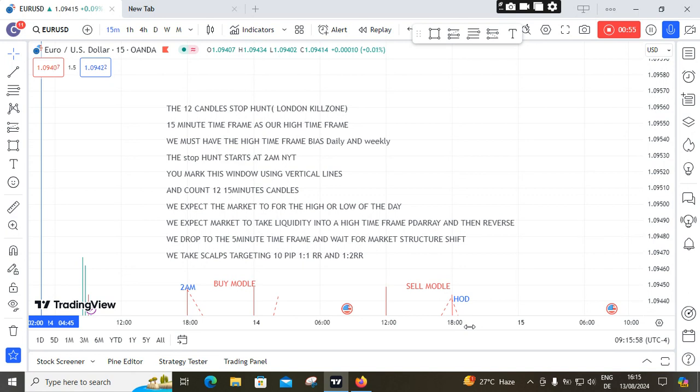So the 12 candle stop hunt happens during the London kill zone. And as traders, we know that the London kill zone starts at 2 a.m. New York time. So we use the 15 minutes time frame as our higher time frame. We count the 12 candles using the 15 minutes time frame.